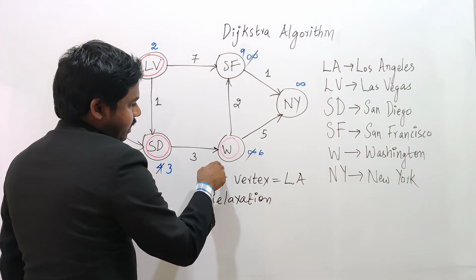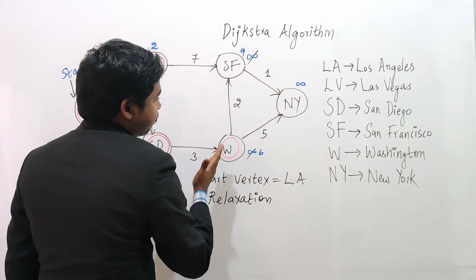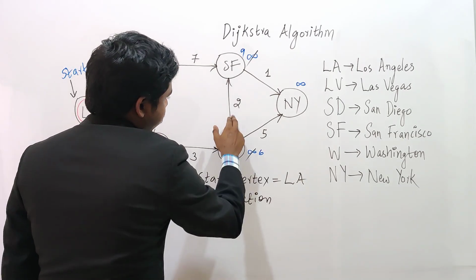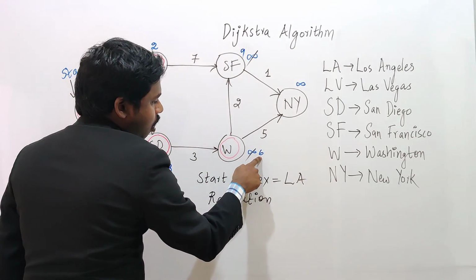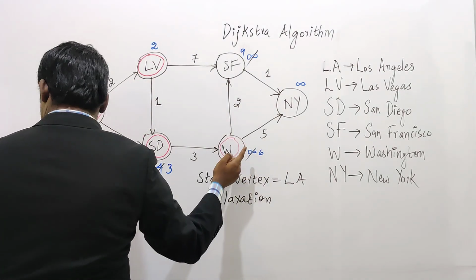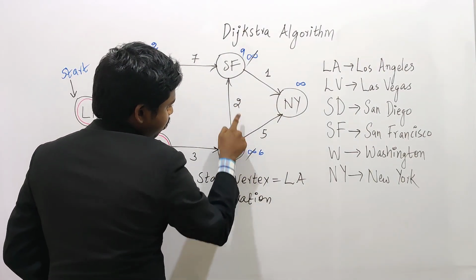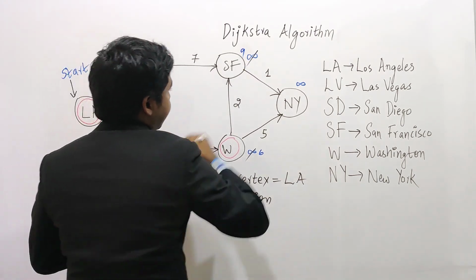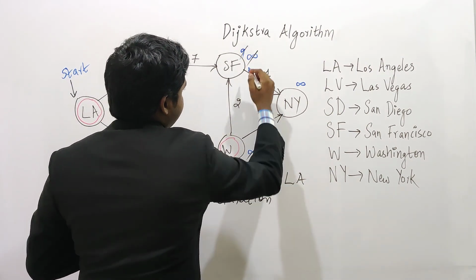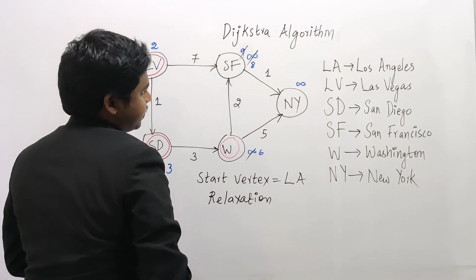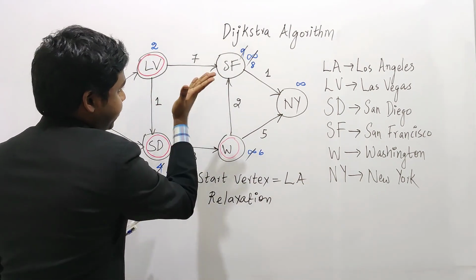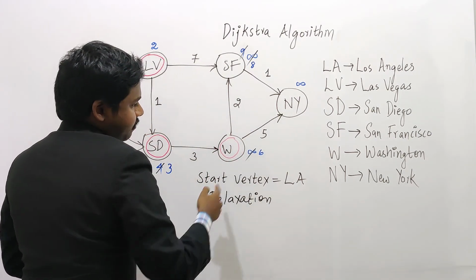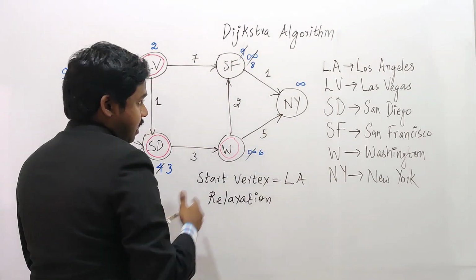Now, once you reach Washington, you have to check what the paths from Washington, D.C. are. You have 2 paths, San Francisco or New York City. San Francisco is 2 and here is 5, but you have already taken 6. So 6 plus 2 is 8, but here it's 9. So you have to replace that 9 by 8, because if you take this route, you will reach in 8 distance, not 9. 9 is the previous distance if you have taken that path. If you take Washington to New York City, then it will be 6 plus 5, which is 11.